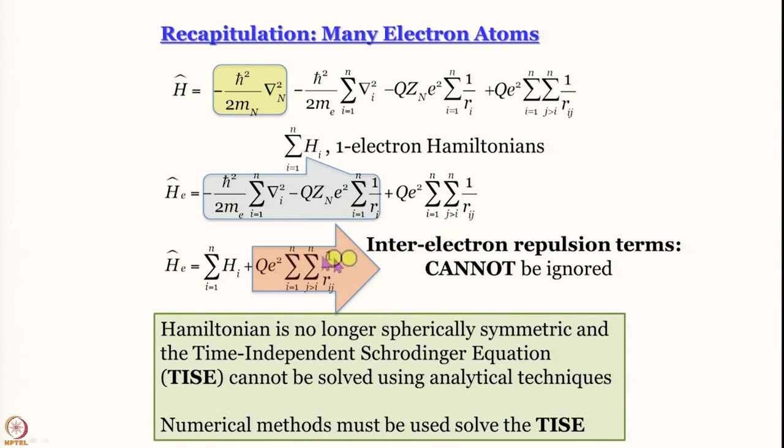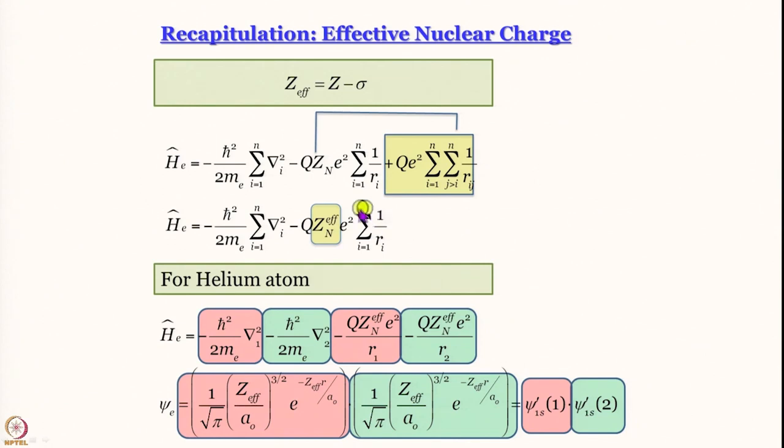Okay. So, to recapitulate, we are now sufficiently familiar with the Hamiltonian of many electron atoms. We know that it is a sum of n number of 1 electron Hamiltonians, and there are these nC2 combinations of electron-electron repulsions. These you cannot ignore, you have to account for them somehow, and the way we have been accounting for this so far is by considering something called the shielding constant, and considering that the effective nuclear charge is what an electron sees. The effective nuclear charge is the actual nuclear charge minus the repulsion that an electron experiences from the other electrons. And doing that, what we have done is we have modified the wave function. Instead of Z, we will write Z effective.